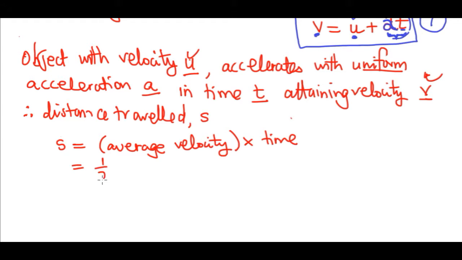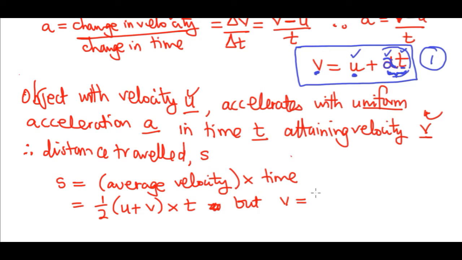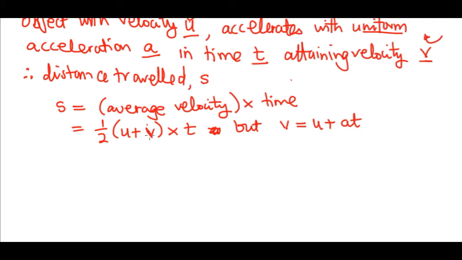How do you calculate the average? It's just going to be u plus v divided by 2. So half of u plus v, that is my average velocity, right? Times time. Straight like that, isn't it? But what did we see with our first equation? Our first equation said v is equal to u plus at. So we can replace this v by the right-hand side, because that is equal to v.